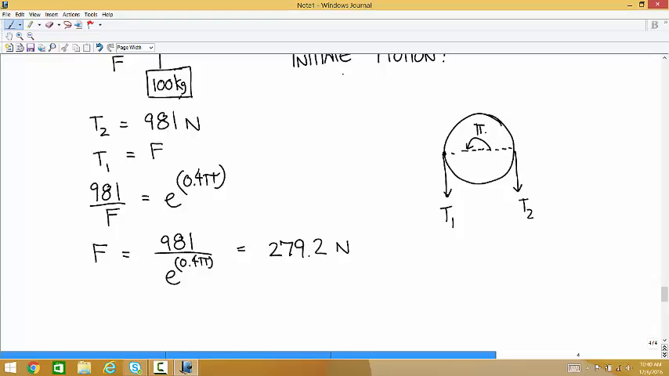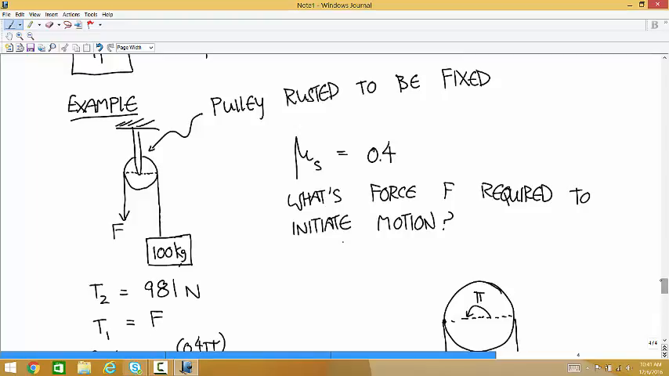Wouldn't your T's be different? Because in order to get it to move, wouldn't your F have to be higher? F would have to be, yeah. So your T1 and T2 are different. So what did I do? This wouldn't initiate motion. This is how much you would need to keep it at rest, to maintain equilibrium.